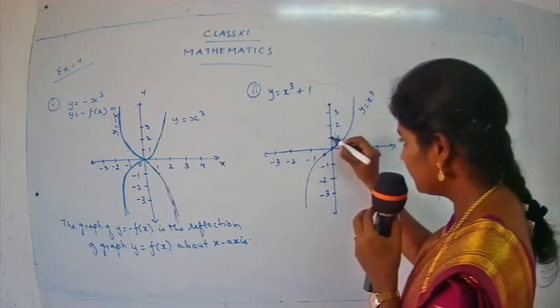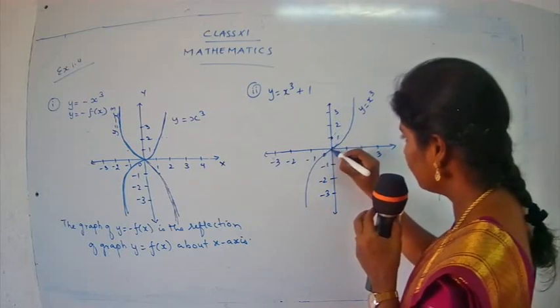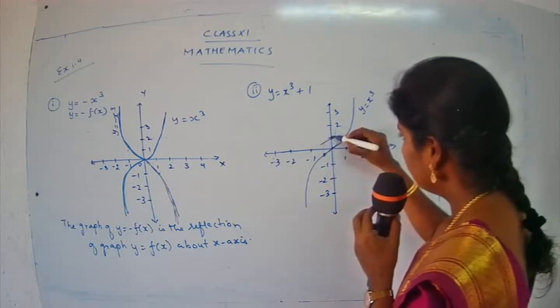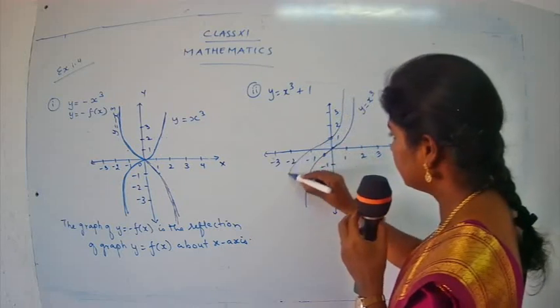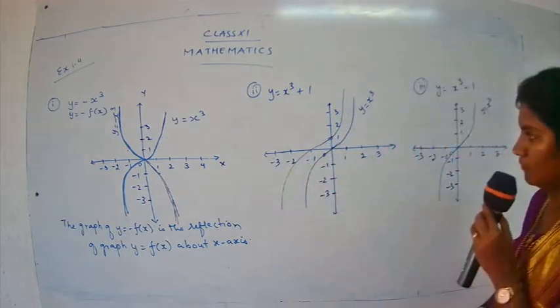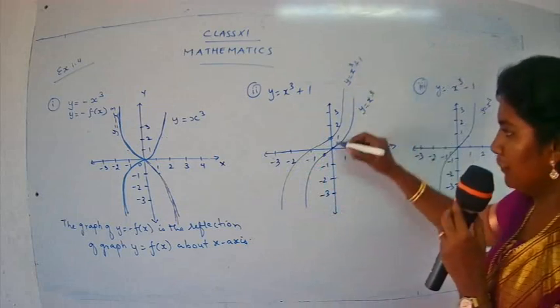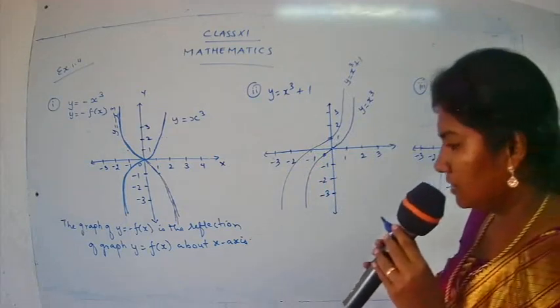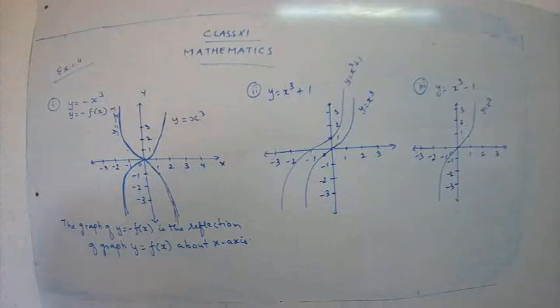So I am going to start. This is my 0 now. So 0 is over here. Just focus on how the graph looks. It is somewhat like this. It goes like this, goes like this. So y is equal to x cube plus 1 is a shift upward by 1 unit. This is a shift upward by 1 unit.